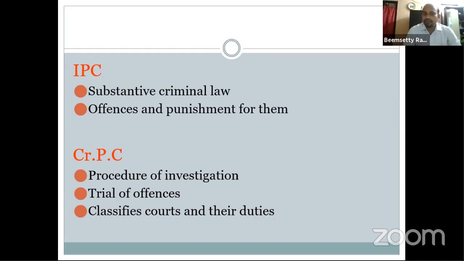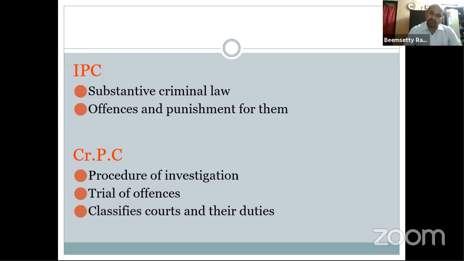And what is the Indian Penal Code? IPC, the Indian Penal Code, is the substantive criminal law, and it prescribes offences and punishments for the different types of offences. It was enacted in 1860.